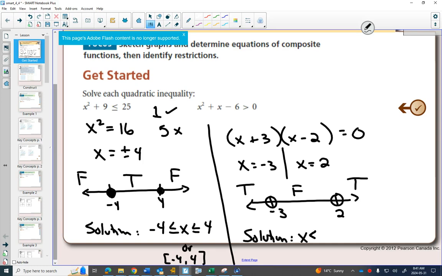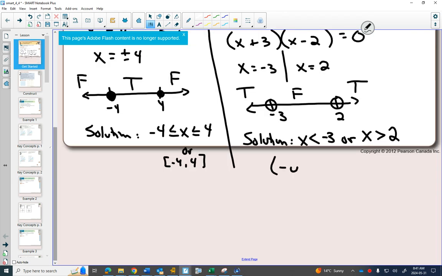So now our solution is x can be less than but not equal to -3, or x can be bigger than but not equal to 2. In interval notation, this would look like -infinity to -3, round bracket because it's not included, and then we use a big U for or, and then 2 to infinity also with round brackets because it's not included.